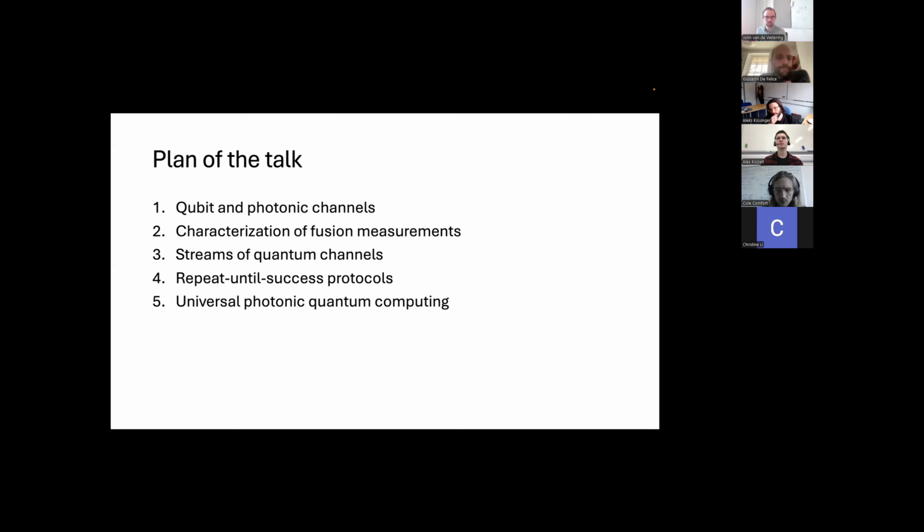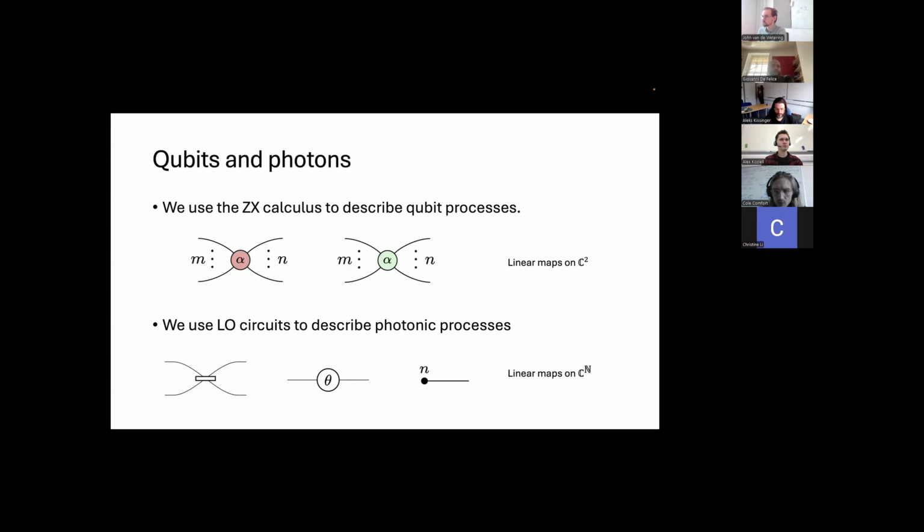So I'm going to talk about the kind of tools that we developed, graphical language tools, to try and study these architectures and also develop a compilation framework for these architectures. So this is the rough plan of the talk. Feel free to interrupt me at any time. And the structure will become clearer as we go, so it's fine.